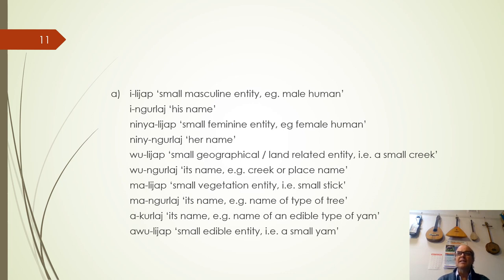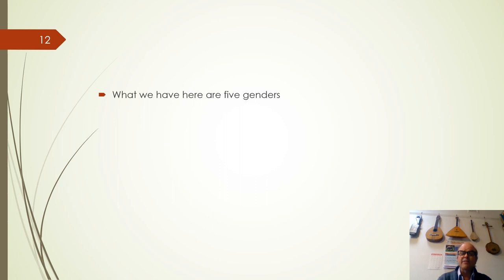Wu relates to geographical things. So here we have a gender system that's got masculine and feminine, but also other categories. Geographical, wu. Vegetation, ma. So malijap is a small stick. Wulijap is a small creek. Mangulaj is the name of a type of tree, because ngulaj means name. Alijap is a small edible entity, like a small lamb, a small yam. So these are the five genders.